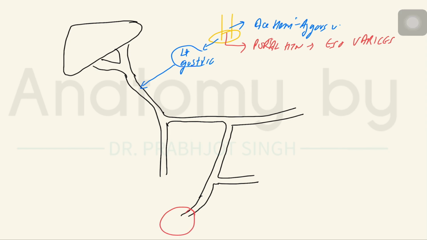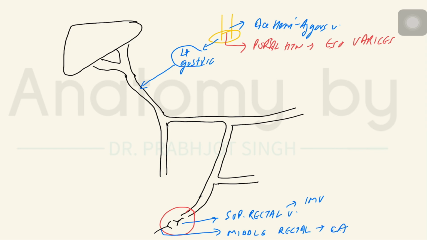The second site is your anal canal. So in the anal canal, you have anastomosis between the superior rectal vein, which in turn drains into the inferior mesenteric vein, and the middle rectal vein, which is a tributary of the caval system.